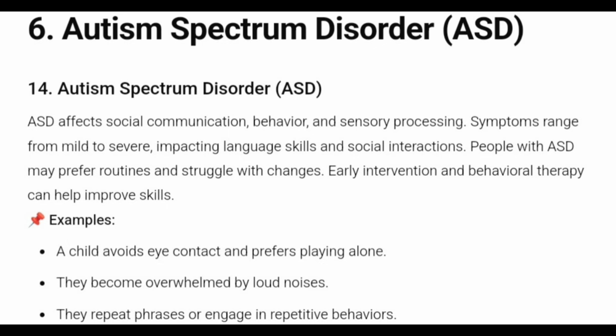All right, so an example can be a child who might avoid eye contact with teachers or parents and may prefer playing all alone. They become overwhelmed by loud noises. They are not able to take loud noises. All right, they repeat phrases or engage in repetitive behavior. So they do the same thing again and again, right?